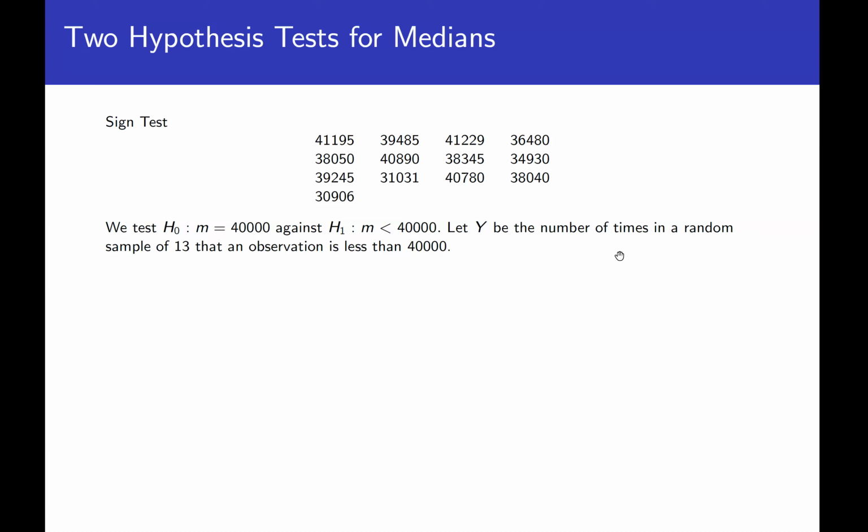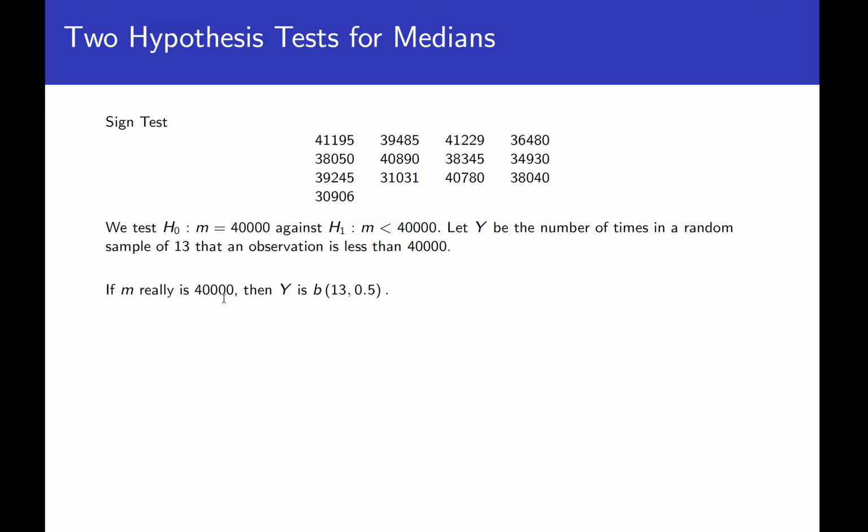The way we're going to do this first is we're going to let y be the random variable that represents the number of data points in a sample that are less than the 40,000. So in this case, we can actually see that there are 9 of those. If I've counted correctly, there are 9 of these in this particular sample out of the 13 that are less than the 40,000.